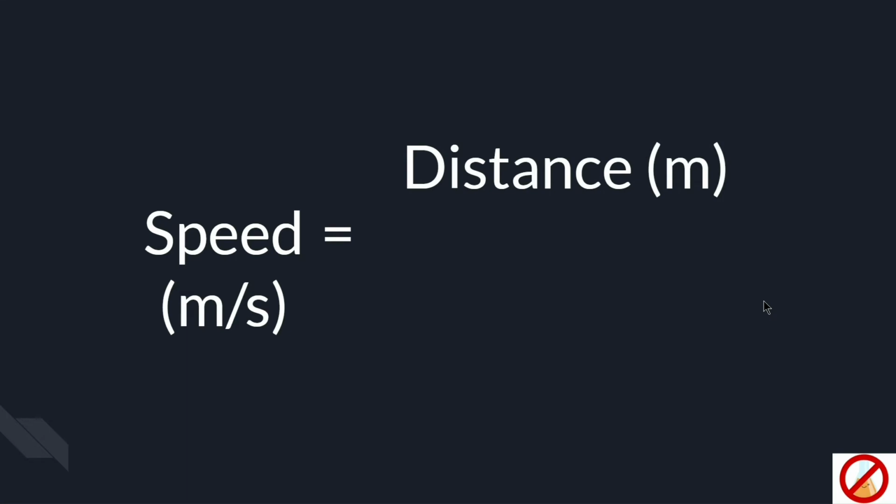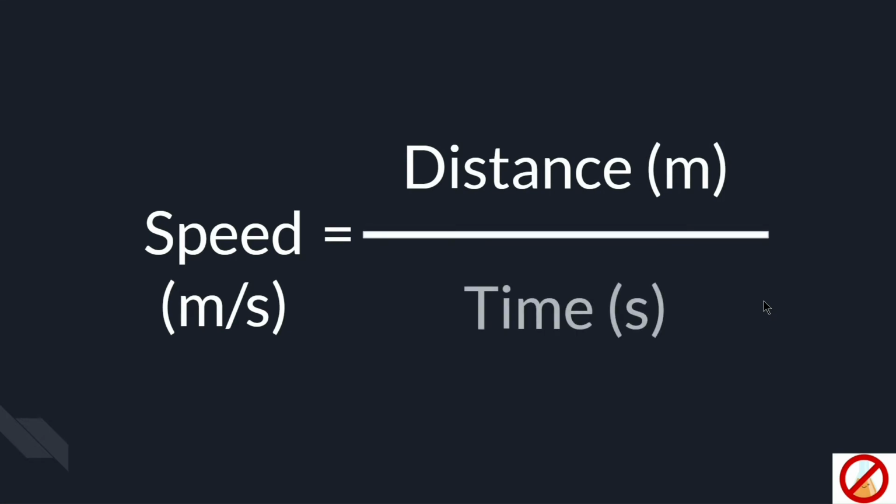Speed, usually the standard unit is meters per second. Speed will equal distance, with the unit meters, over time, with the unit of seconds. So distance divided by time, we get speed with the unit of meters per second. This formula is absolutely essential for human beings, because in our daily lives we encounter speed so many times and we need to know how to calculate it.